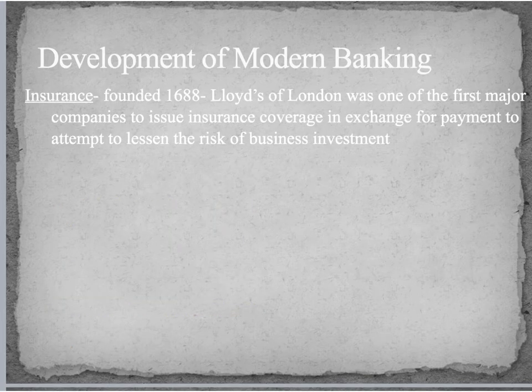And then another new institution was insurance. So Lloyd's of London was one of the first major insurance companies to issue coverage in exchange for payment to lessen the risk of a business investment. And this is something that is just normal to us today. I mean, we have car insurance, businesses have all types of liability insurance, but this was a new idea in the 1600s that you could purchase insurance to protect your investments.